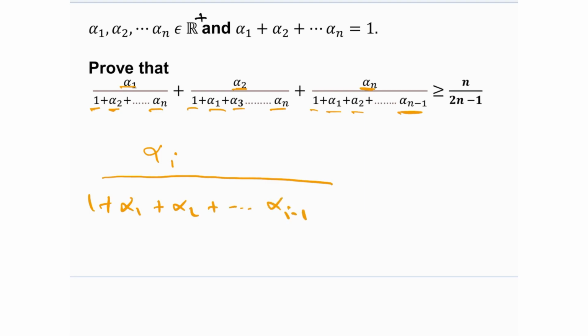Then you are skipping alpha i. Alpha i is being skipped. That is the main point of my discussion. For example, alpha 1, if you remember, is skipped over here in the first fraction, alpha 2 in the second fraction, alpha n in the nth fraction. So alpha i is skipped.